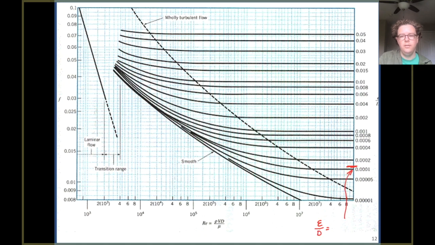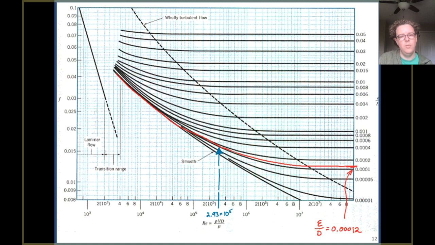So first, I'm going to find my relative roughness, that epsilon over diameter, 0.00012. Now, that line doesn't exist, so you can see in red I've approximated where that line would be, remembering that you're working on a log scale over there on the right. So I've sketched in that red line for the relative roughness that I'm working with.